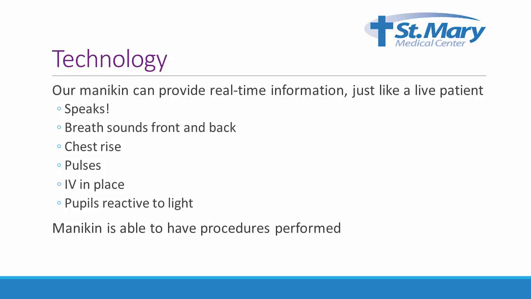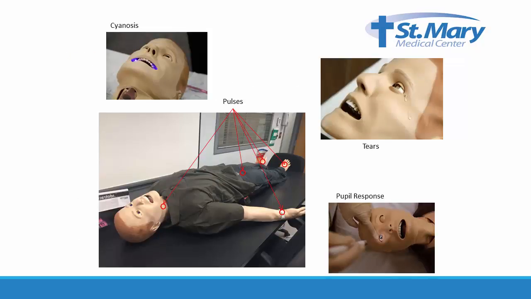This is a very fancy piece of equipment that truly functions like a live patient in many ways. It can speak, it can breathe, it has common human functions like pulses, reactive pupils, and common signs of cardiopulmonary function like chest rising and heart sounds. And you can also perform procedures on it when indicated. This mannequin can also demonstrate cyanosis and actually have tears. The images show where you can find pulses and how to check pupillary response.